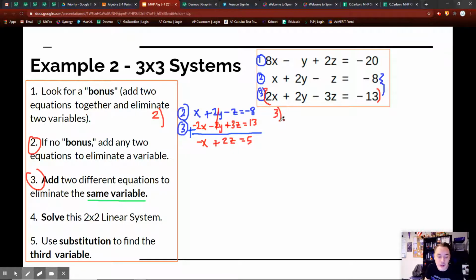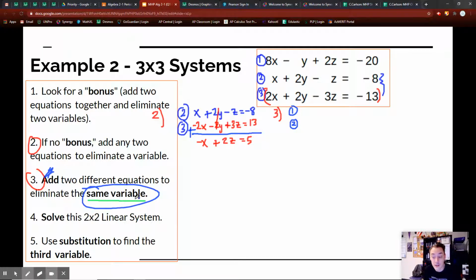Now we're going to choose any 2 different equations. Does it matter which equations that we choose? Honestly, no, it doesn't matter. I'm just going to show you what I did. I did 1 and 2. Now, why would I do 1 and 2? What variable do you think I'm going to eliminate here? You should be thinking, why do I need to eliminate y? Because I want to eliminate the same variable. So I need to look at any 2 other equations and eliminate the same variable. That's the trick. This is probably the hardest part, step 3, I think.